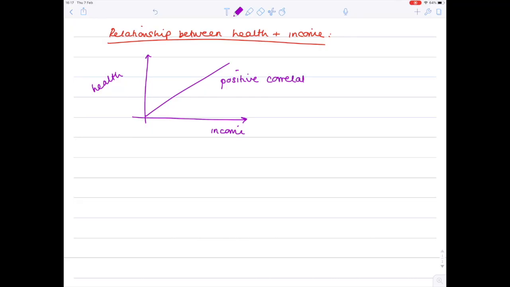So is there a relationship between health and income? Well, lots of people tend to think there is. So if we were to draw a really basic graph showing increased income alongside increased health, you would definitely see a positive correlation. Obviously, this is a very general statement and it's not necessarily true for everyone, but as income increases, health increases. And that's for obvious reasons, in that if you have a higher income, you have better access to medicines and better diets.